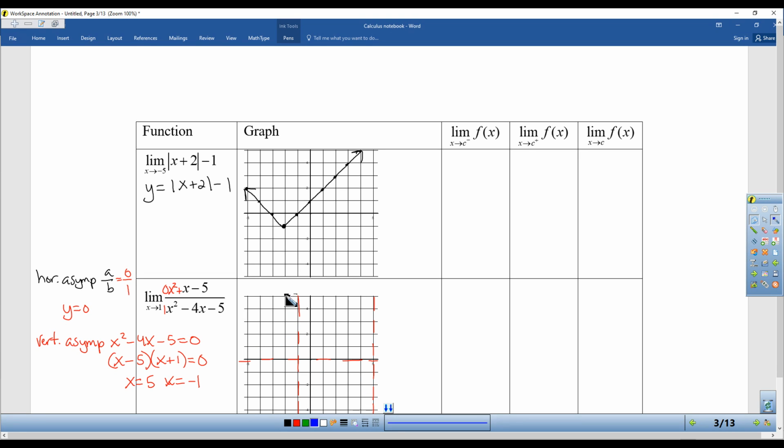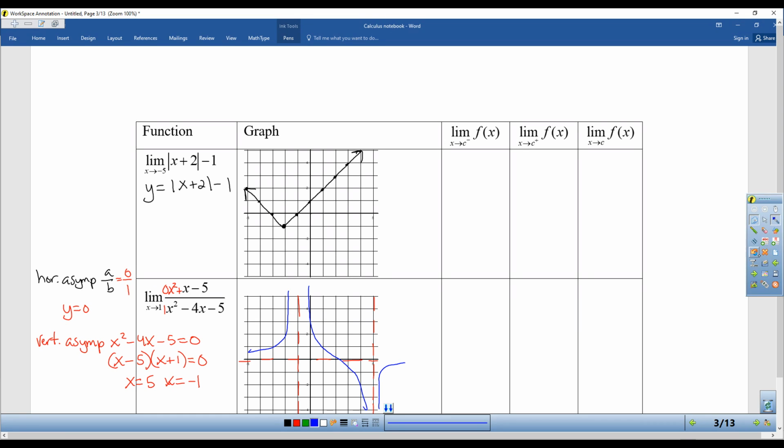Or it could be this. Remember that it can cross the asymptote. It's not that it's impossible to cross an asymptote. It's impossible to cross a vertical asymptote, but not a horizontal or oblique asymptote. So it's going to be one of those.